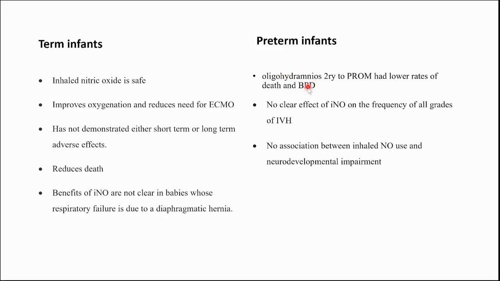With regards to the adverse effects, there have been several concerns whether usage of nitric oxide increases the incidence of IVH in these babies, and also whether it affects neurodevelopment, but generally we don't have much data about this. So the general consensus is that if you are really struggling to oxygenate a preterm baby, and if you are pretty sure that this baby is having PPHN, you just give it a try and see. If the baby responds, yes, we are all lucky. If the baby is not responding, you just stop it. Okay. So that's how you do with the preterm babies having PPHN.